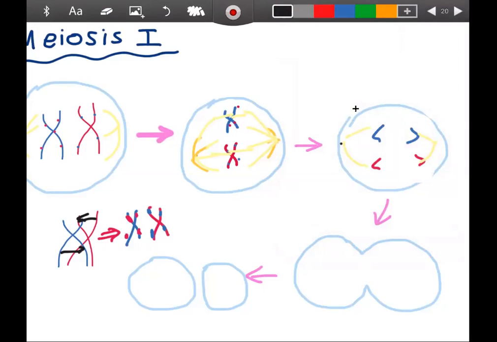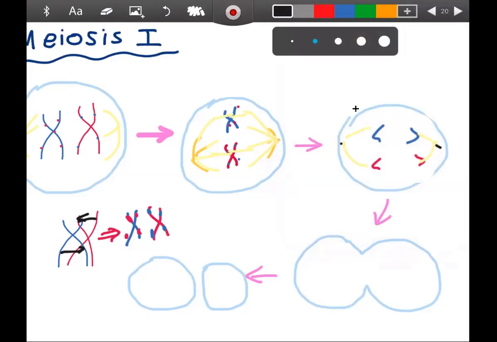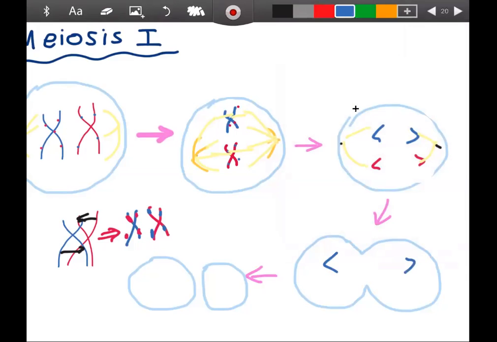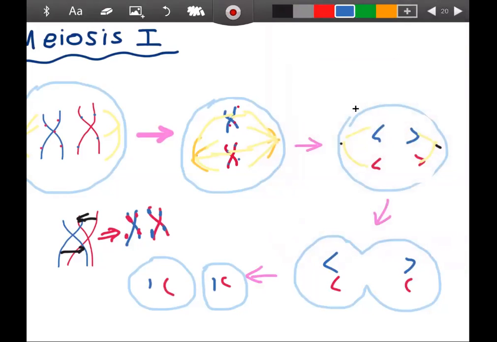Okay. So now after anaphase, they're pulled apart, and in telophase, that nuclear envelope is going to form, and now we have two cells essentially with one of the paternal chromatids and one of the maternal chromatids. Because remember, the sister chromatids are being pulled apart. So that is meiosis 1.